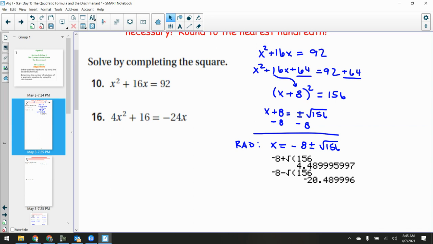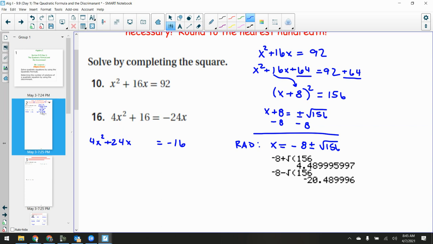Okay, let's take a look at the next one here. Now this one's a little weird because I have to move it around a little bit. Like, is it set up? Is step 1 done? No, I've got to move it around a little bit. I got to add the 24x to the left side. And then I've got to subtract the 16 to the right side. So it should look like that.